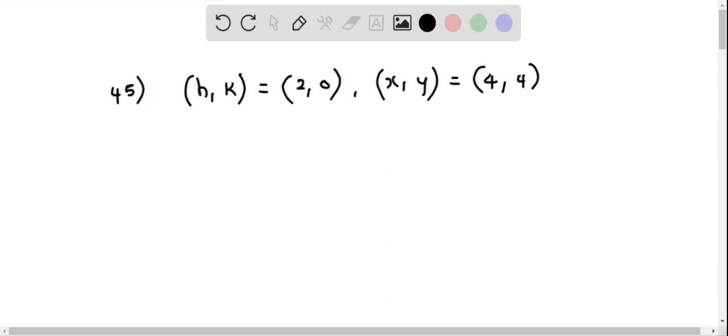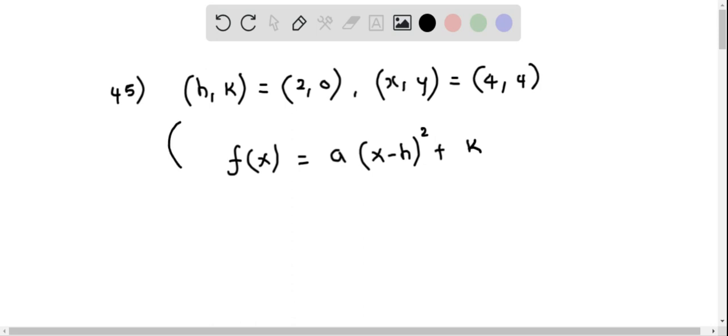Let's do question 5. So here we have (h, k) = (2, 0) and the point (x, y) = (4, 4). So first I'm going to write the vertex form of the quadratic function, that is f(x) = a(x - h)^2 + k.